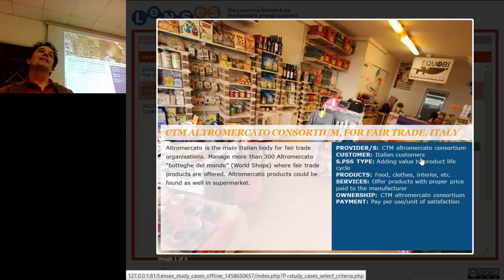No? It was established some years ago, some decades ago, for fair trade. It means that whatever they buy, they check that the suppliers and sub-suppliers are well paid and fairly treated. So everything that is sold in their shops, which are called botteghe del mondo, you can see here, even in Milan, there are some botteghe del mondo.